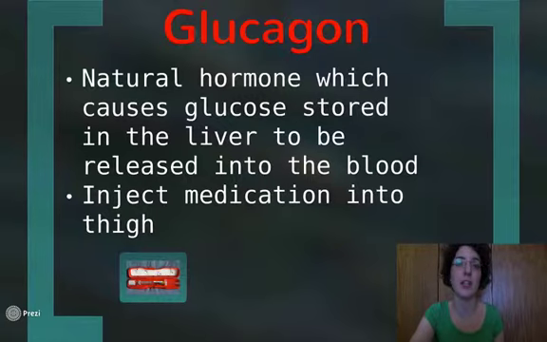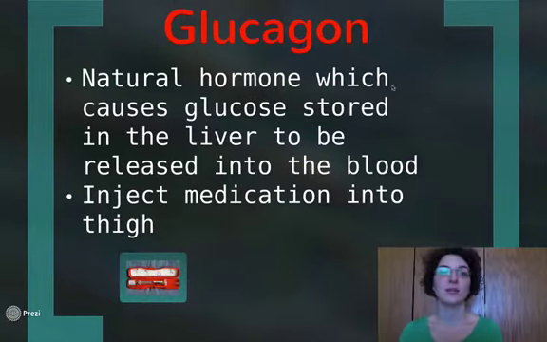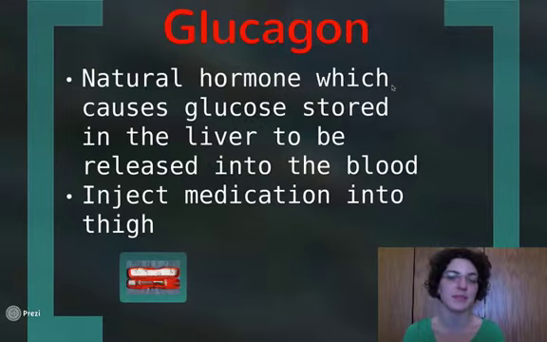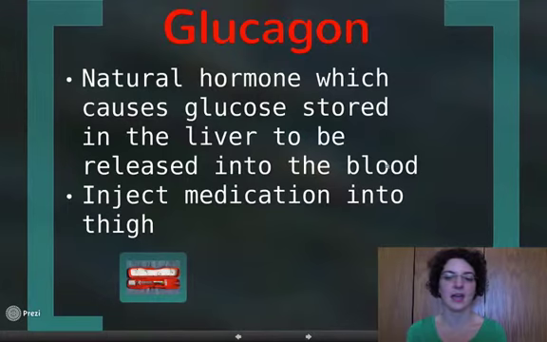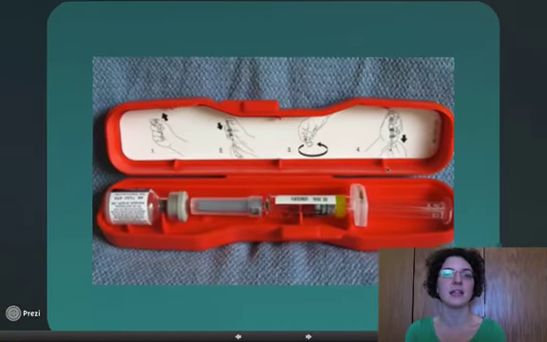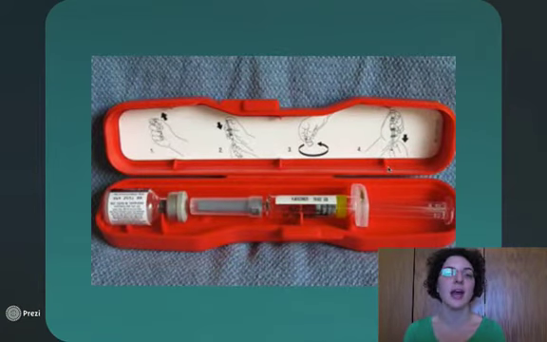But if you have called a provider and if somebody's coming to help, they will be bringing with them a medication called glucagon. So glucagon is a natural hormone which causes glucose that is stored in the liver to be released into the bloodstream. It's a medication that is injected into the thigh, and it comes in a little kit like this. This has a vial that has the medication in powder form, and then a syringe that has fluid in it. And then there are instructions here that show you how to prepare it so that it's ready to be used.